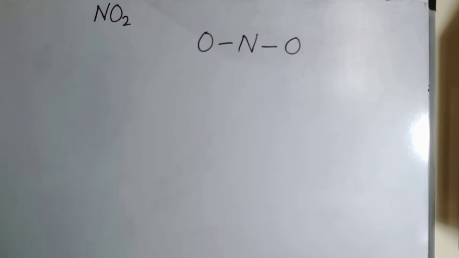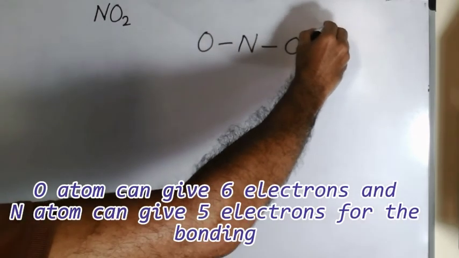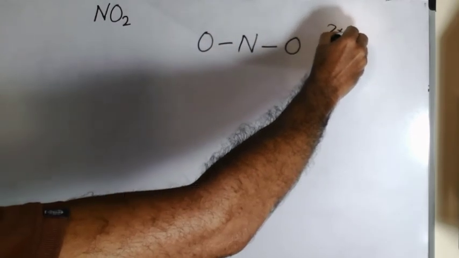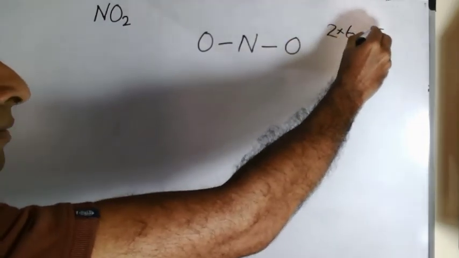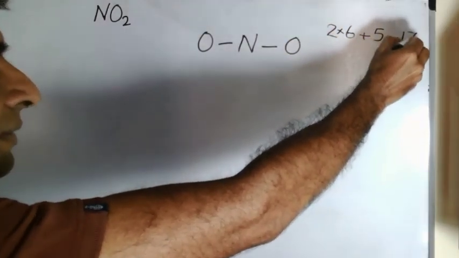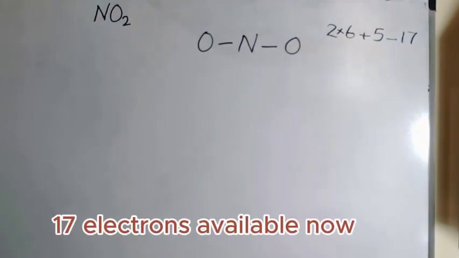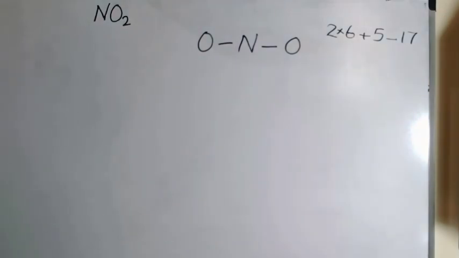Each of the two oxygen atoms can give 6 electrons for the bonding. So there are 12 electrons, and nitrogen can give 5 electrons for the bonding. So altogether 17 electrons. So then we can complete the octet of the 2 oxygen atoms since they are bound to the center nitrogen atom.